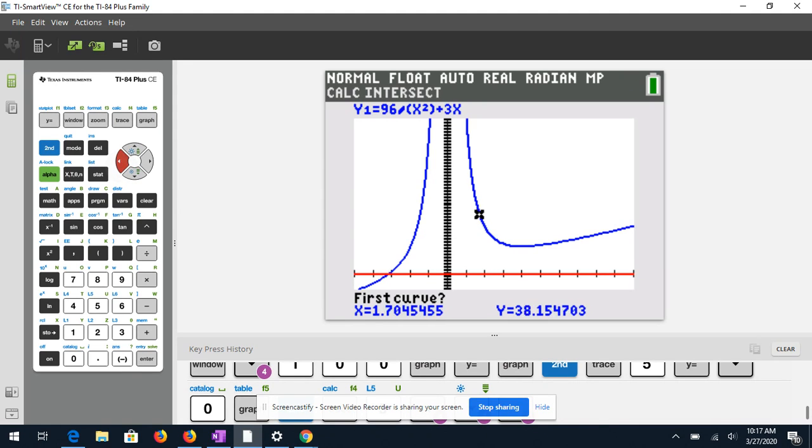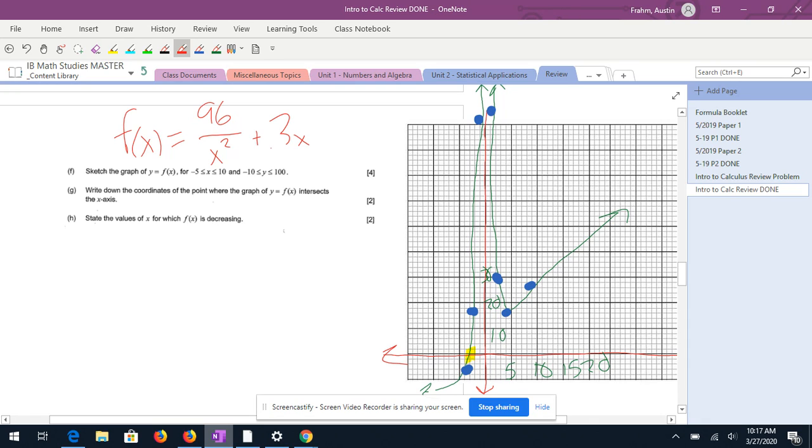I need to get my cursor over closer to that intersection point, and then I can just hit enter 3 times, and it should give me the coordinates. So it's about negative 3.17. Which means the point is negative 3.17, 0. So that's it for letter G.